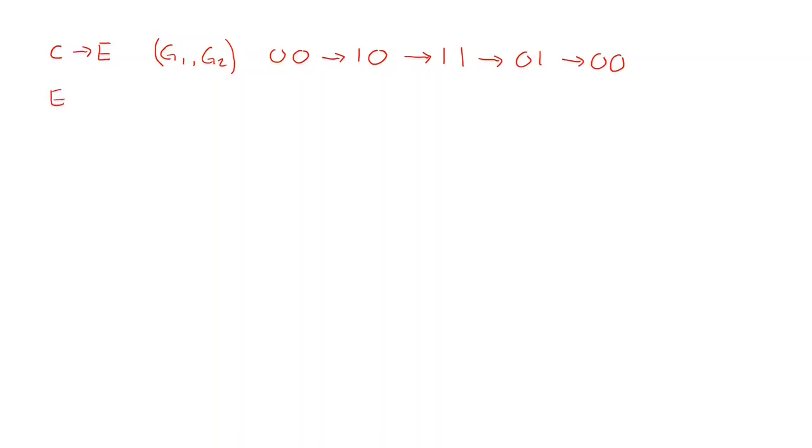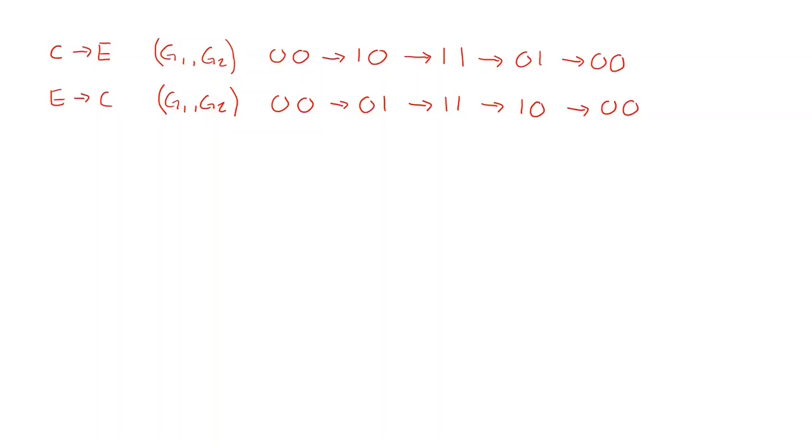If the lion walks in the other direction, from the enclosure back in the cage, then G1 and G2 will now instead take the sequence 0, 0, then 0, 1, because we are first crossing the detector G2, then it will be 1, 1, then it will be 1, 0, and then finally the lion is back in the cage and we will have 0, 0.